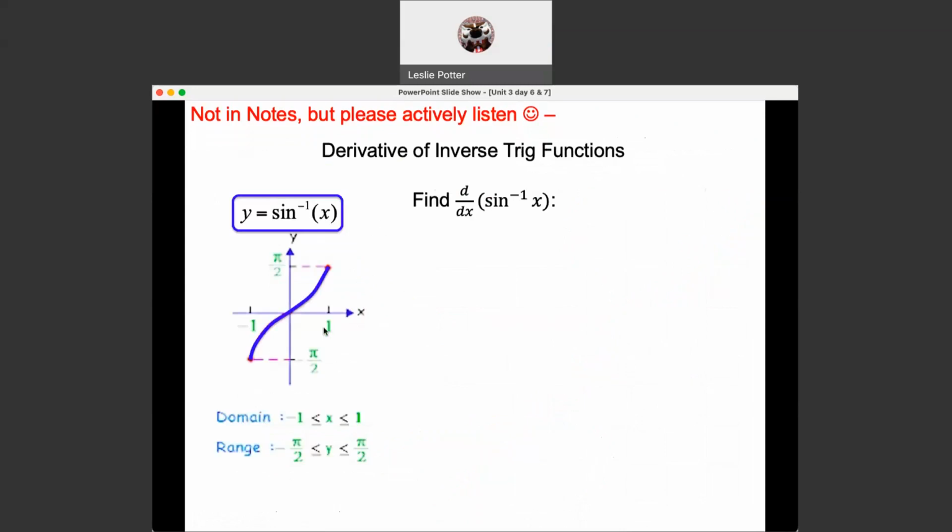Here is that inverse, the inverse sine of x. Its domain is -1 to 1 because that would be the range of the sine of x. And its range is -pi over 2 to positive pi over 2 because that would be the domain of sine of x. So how do we find its derivative?